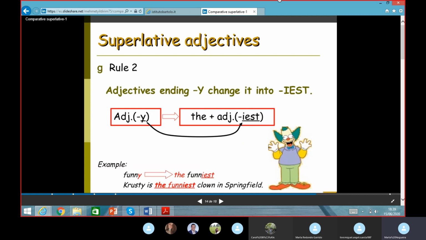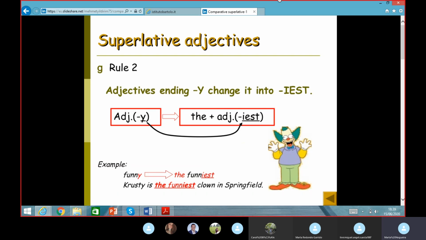Then, guys, we have adjectives ending in Y. This is the same example. So we are going to put IEST. So Krusty is the funniest. From funny, I put the, and then I add this ending. Ending es terminación, okay? I add this ending. And I say, Krusty is the funniest clown in Springfield. Okay?